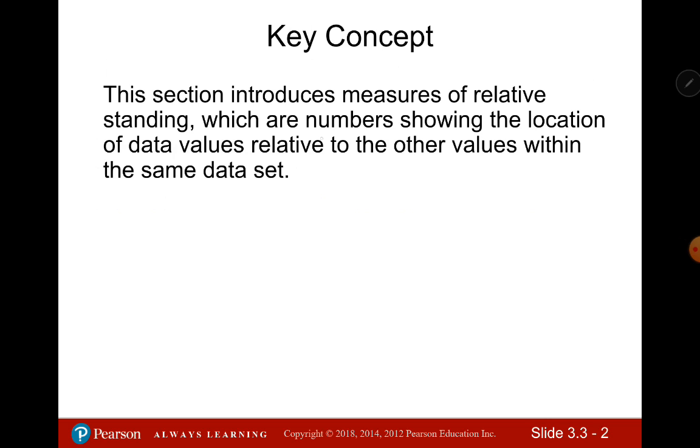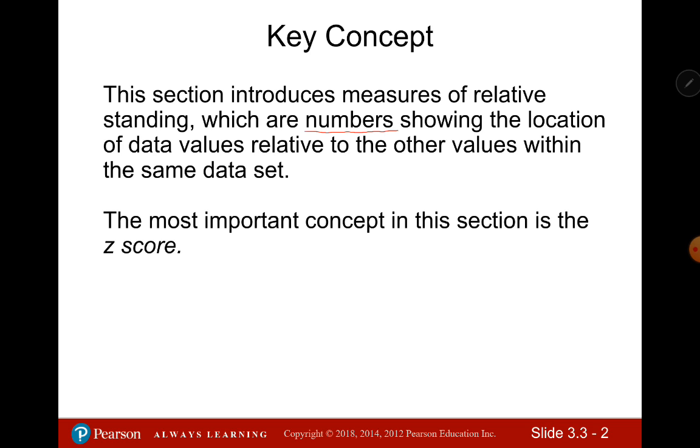Relative standing means the numbers showing the location of the data value relative to other values in the same dataset. The location of each data value relative to other data values, we call it relative standing. So compared to other values, what's the location? That's the basic meaning of relative standing. Of course, it should be in the same data set.